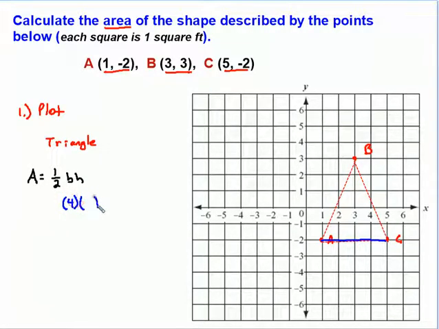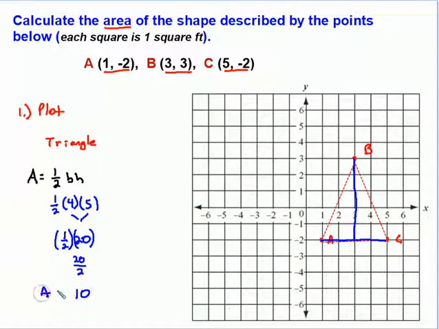Now we need to figure out our height. Remember, for a triangle, we're going to drop a line from the top here all the way down to the bottom, and that will be our height. So let's do it. 1, 2, 3, 4, 5. So our height is going to be 5. And then we multiply all of that by 1/2, don't forget. So 4 times 5 is 20. And then we multiply that by 1/2. 1/2 times 20, of course, is 20 divided by 2, which is 10.